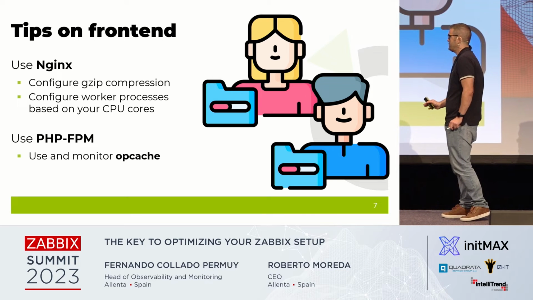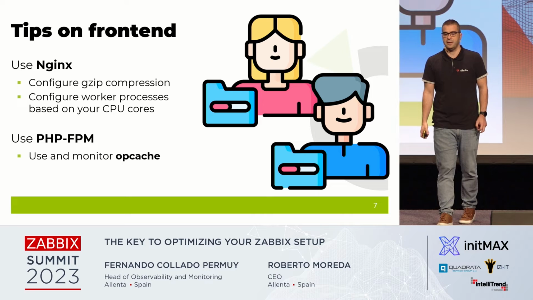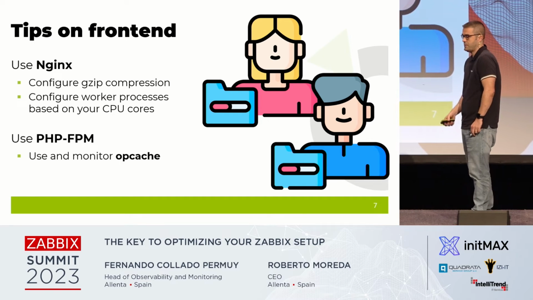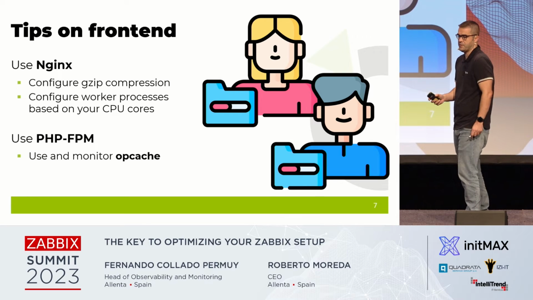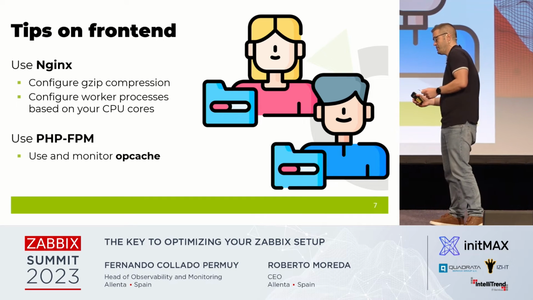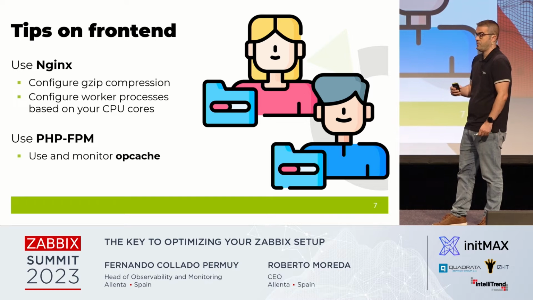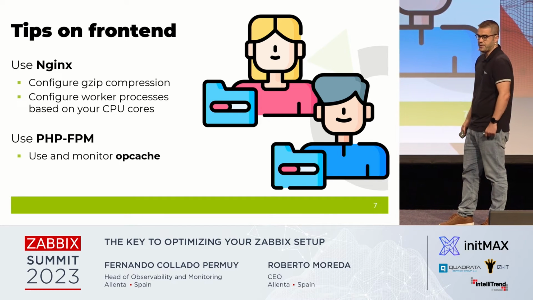Here are small tweaks that improve the performance of the web server. Configure gzip compression, at least for JSON files, because most of the communication between your browser and the web server will be JSON, because you are using the Zabbix API.